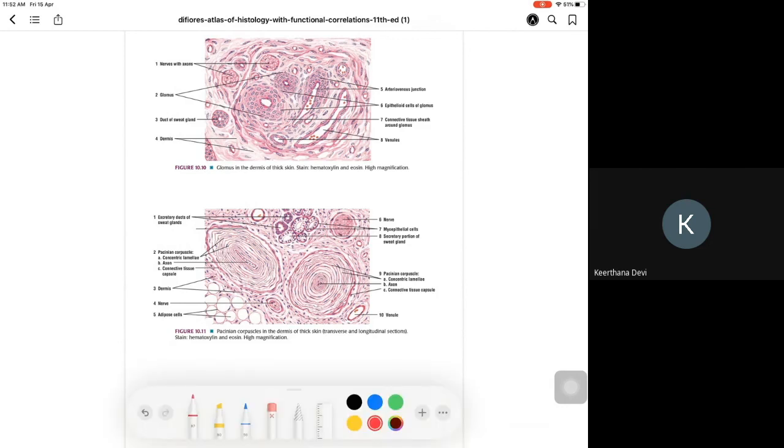Remember BANGLES. B is blue rubber bleb nevus. A is angiolipoma. N is neuroma, traumatic. G is glomus tumor. L is leiomyoma. ES is eccrine spiradenoma. This is the mnemonic for painful tumors of the skin.